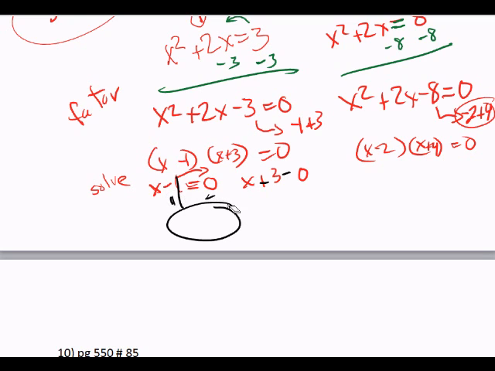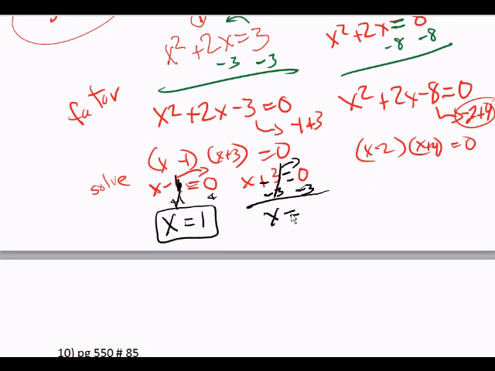I stopped and started something new. It's always when we're way past an hour already. This was x minus 1 here. Okay, I get the 1 to the other side by adding 1. So one answer was x equals 1. Here, I get the 3 to the other side by subtracting 3. So this answer is x equals negative 3.